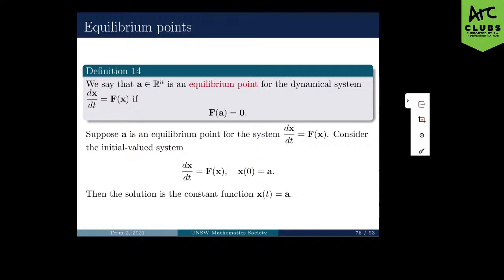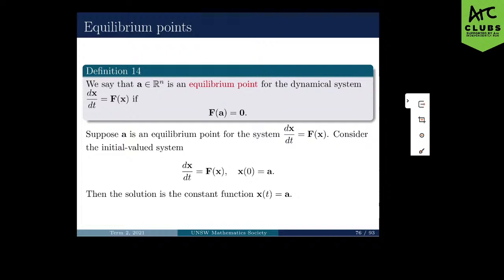So that was calculating matrix exponentials. We'll move on to the next subtopic now, which is equilibrium points. First, just revising what an equilibrium point is.